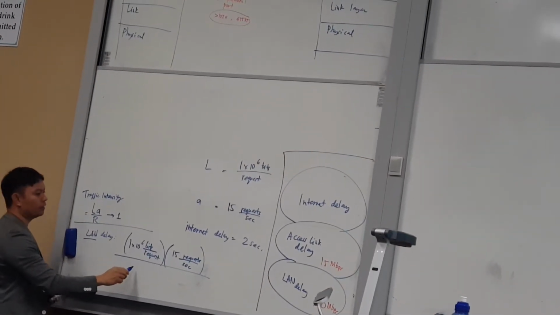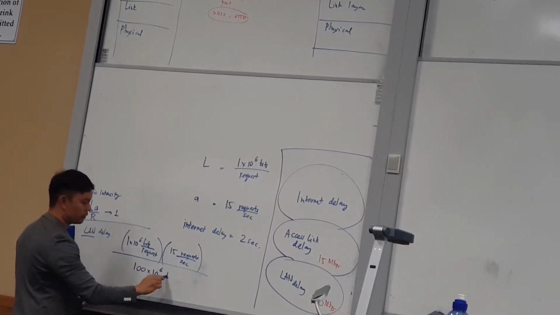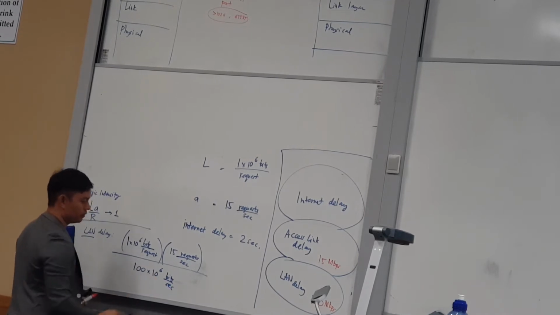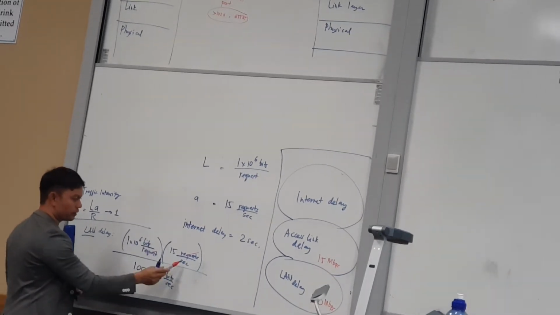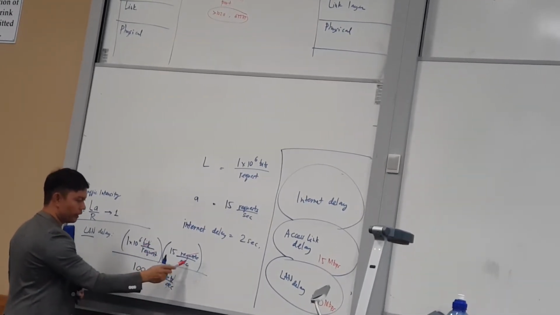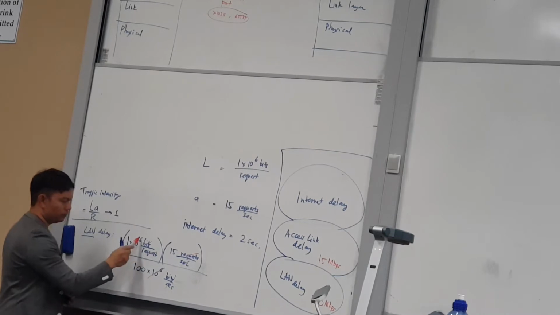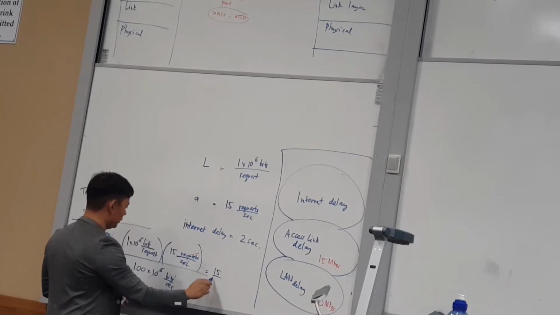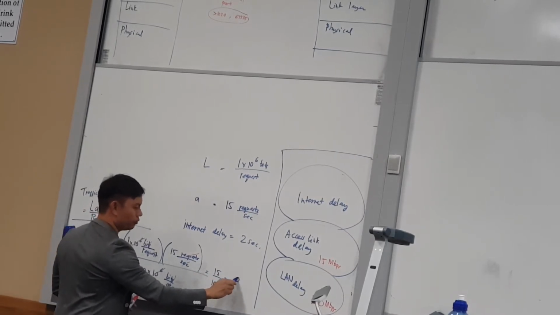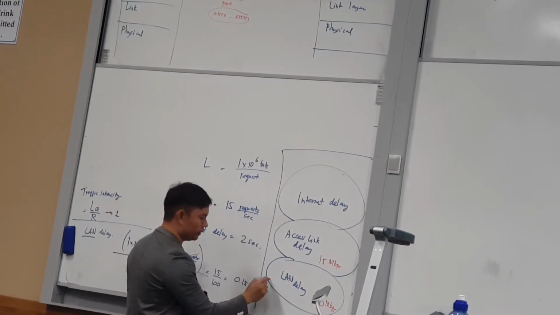So the R for the LAN is equal to 100 megabits per second, which is 100 times 10 to the 6 bits per second. So you can see, if we look at the units, bits per second will all cancel out. You have times 10 to the 6 and times 10 to the 6, you can cancel them out. 1 times 15 divided by 100 is going to give us 0.15 as the traffic intensity. Traffic intensity here is 0.15.